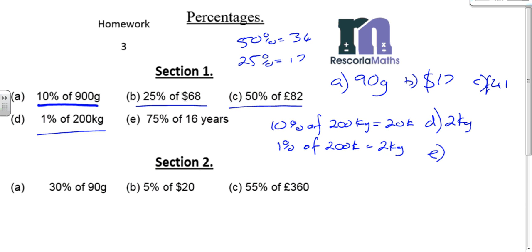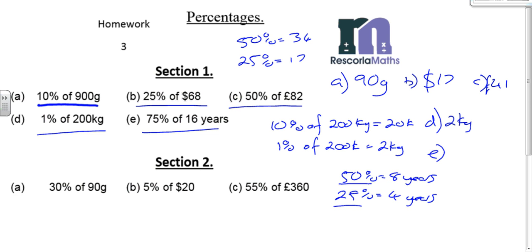Then we've got E, which is 75%. Now we've done most of the work for this anyway. But if we start off by finding 50%, so 50% is going to be 8 years. Then if we halve that again to find 25%, that's going to be 4 years. So if you've got 50%, you've got 25%. If you add those together, that's going to be 75%. So if we add these two together, you're going to get 12 years. So the answer for E is simply 12 years.